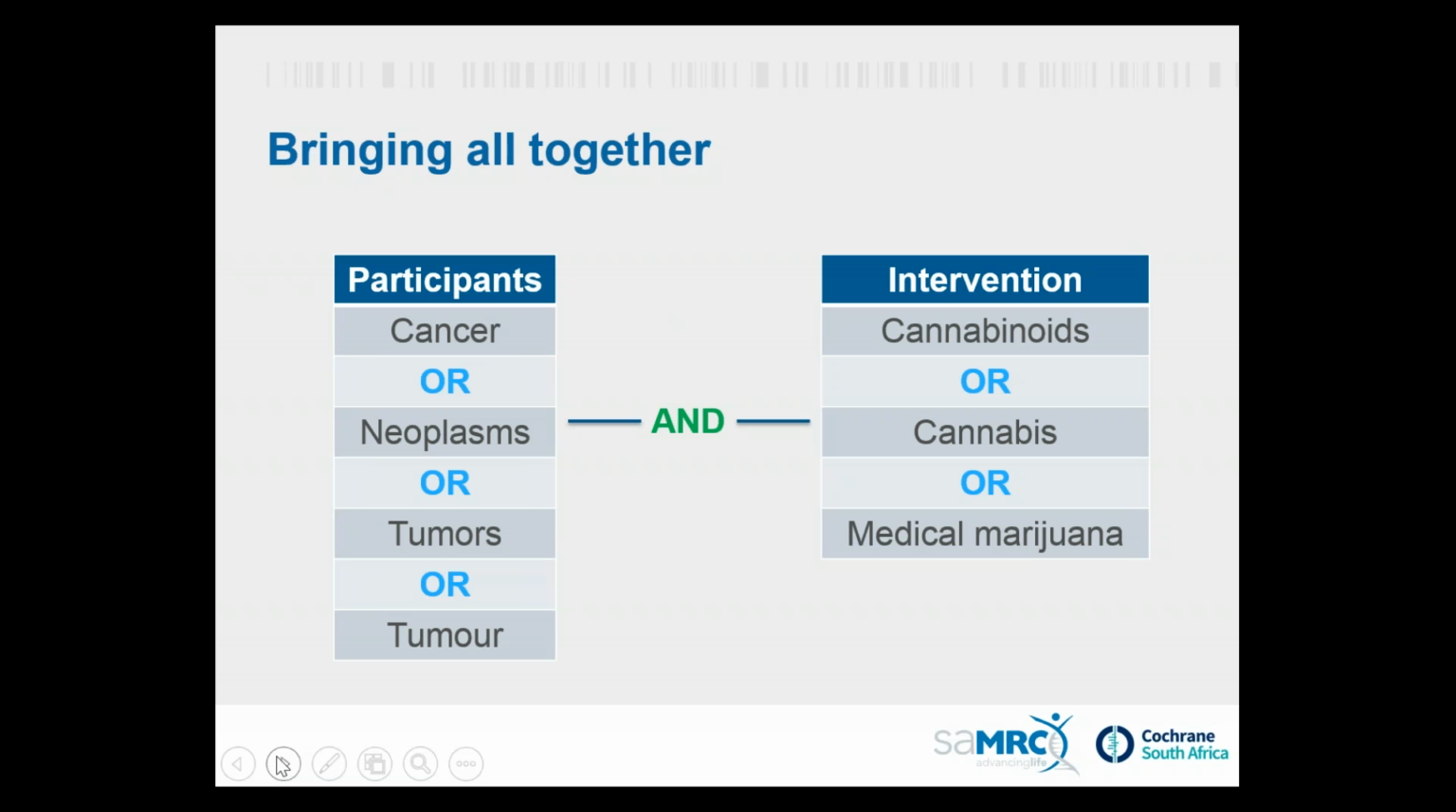And for the person who asked about chemotherapy, what would have happened is that below all of this, I would have had to AND chemotherapy, because it would be patients with chemotherapy. But I was trying to keep it very simple, just to explain a very simple way to structure your search. We then AND it with our interventions, which would be your cannabinoids, cannabis, or medical marijuana.